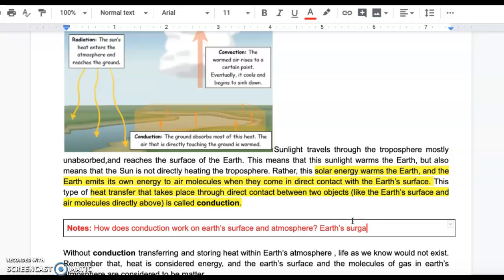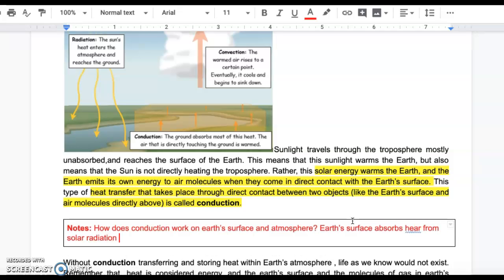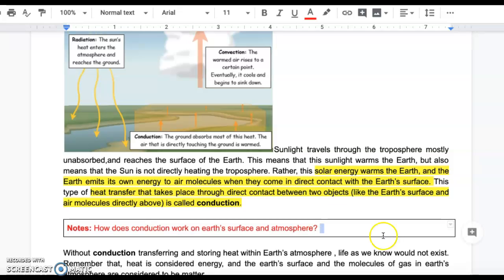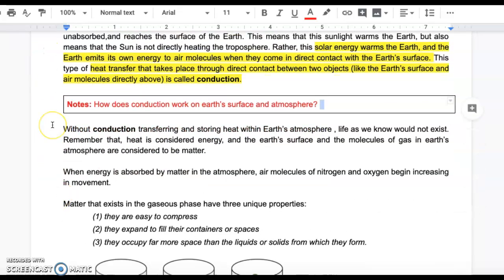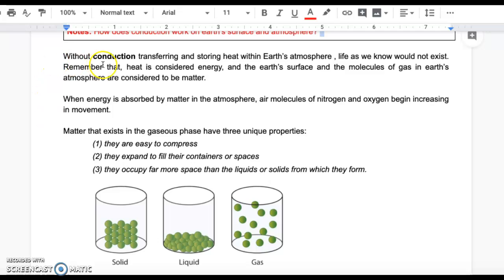Earth's surface absorbs heat from solar radiation, and when gas molecules from the atmosphere come into contact with it, what happens? And you can go ahead and finish that by pausing this read aloud and pressing play when you're ready to go on.